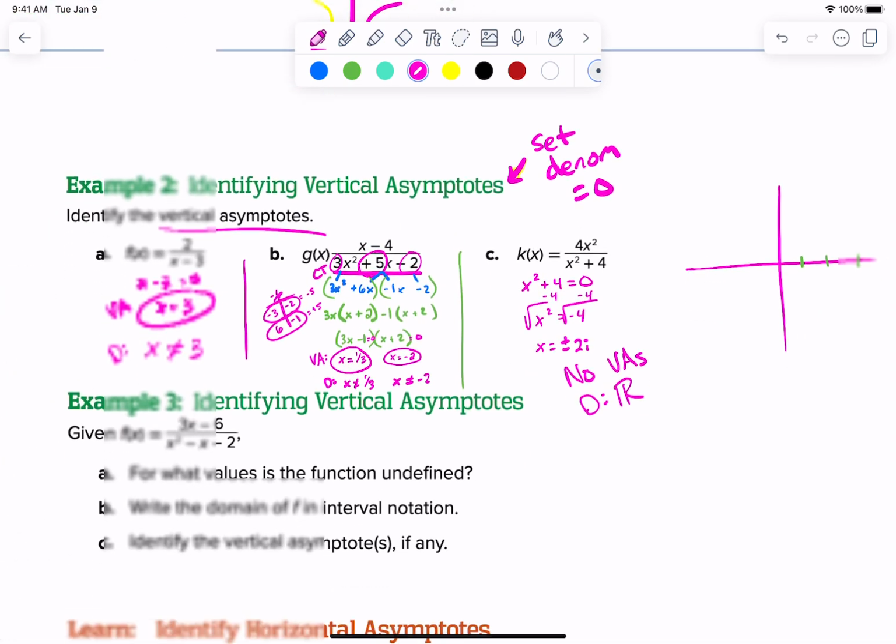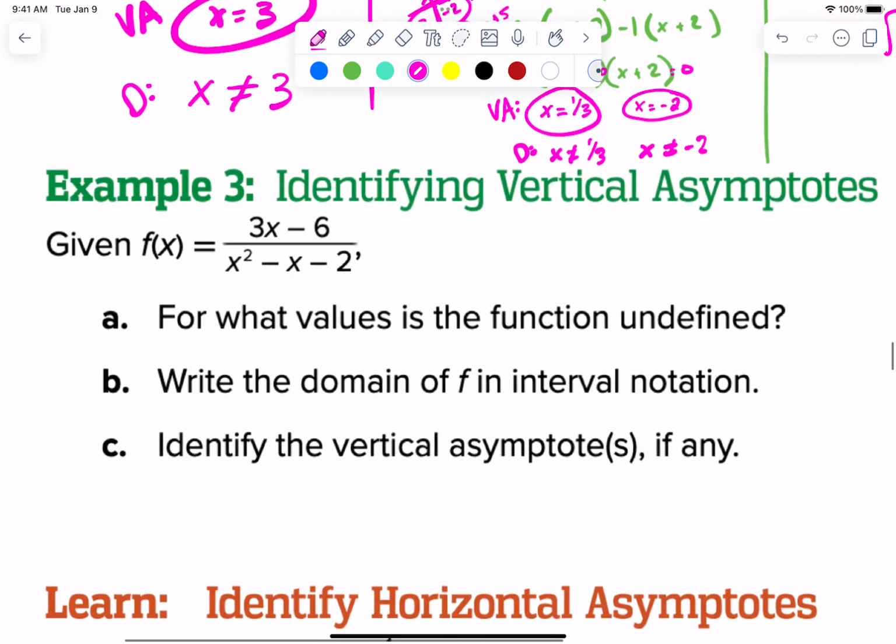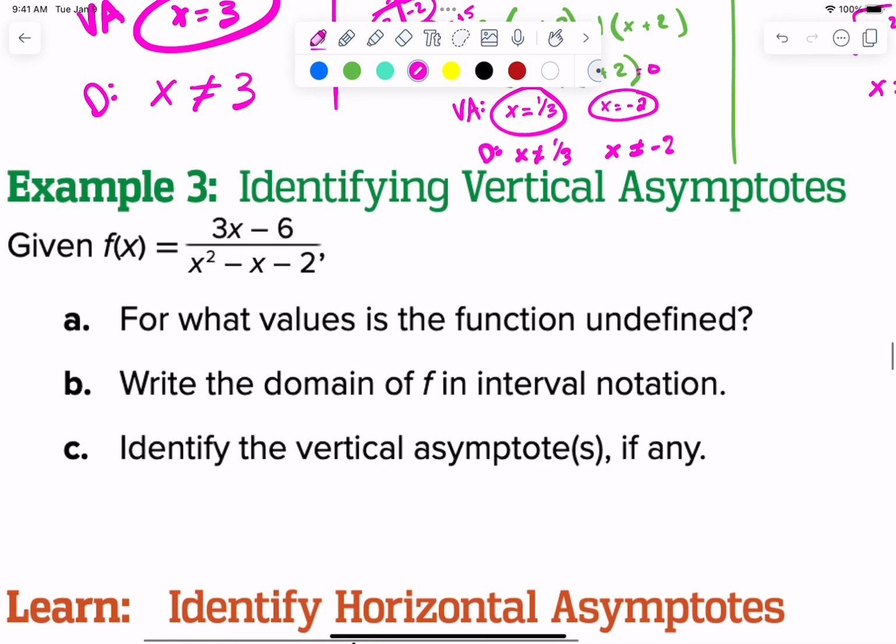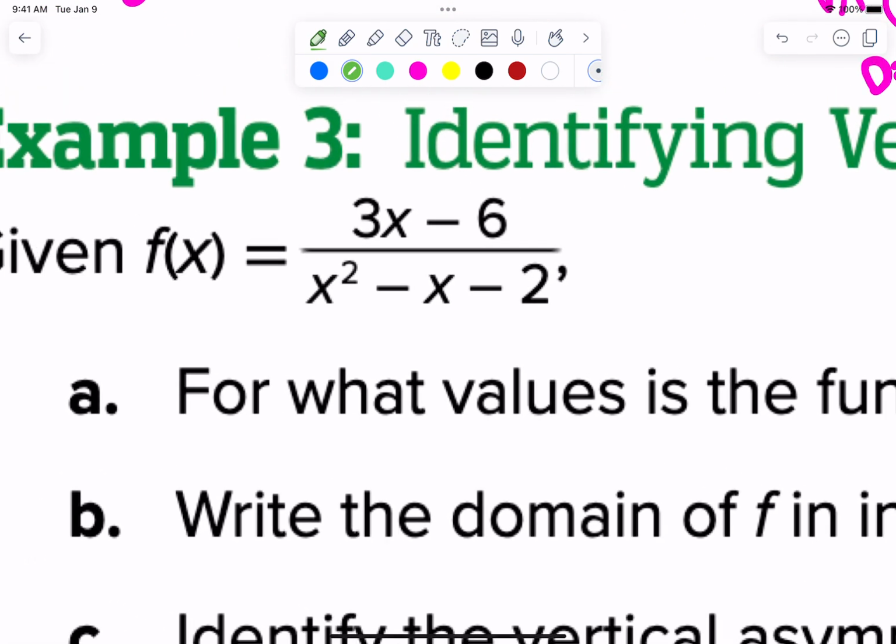Got it? Okay, identify vertical asymptotes. For what values is the function undefined? That's basically like saying where does the domain poop out, right? Where it's undefined. So how do we find that? We need to solve that thing. Okay, so we set the denominator equal to 0.